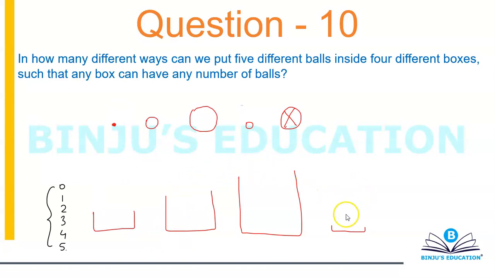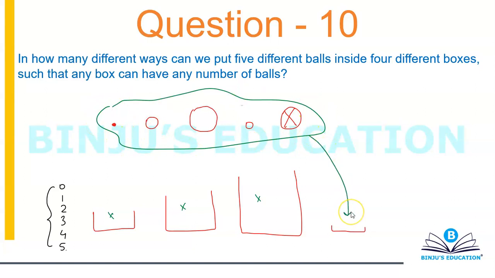Now a box may or may not have a ball, but a ball has to go inside one of the boxes. What I mean to say is that it doesn't matter whether this box is empty, this box is empty, or this box is empty. All 5 balls are going to go inside the boxes. The balls will definitely go inside one of the boxes. A box may be empty or not, but a ball will go inside a box. It may happen that the first one is empty and the remaining 3 have some balls. That's also a possibility.